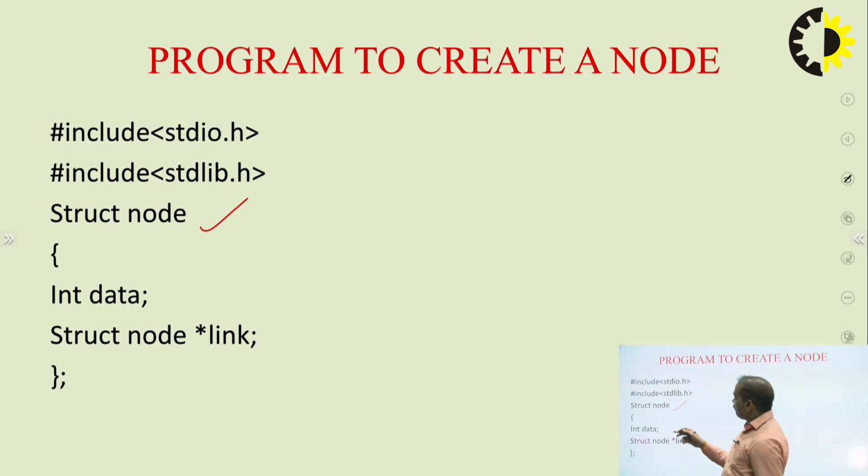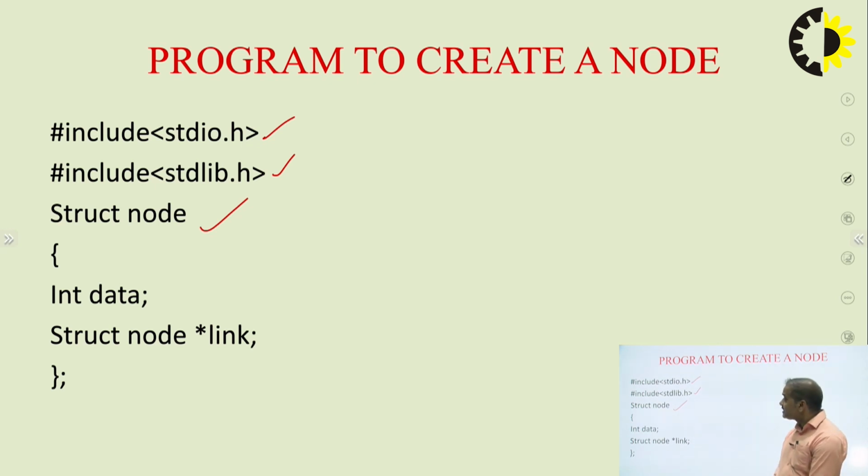Here we have to use two header files. The first header file is stdio.h, that is the standard input output header file, and the second one is stdlib.h. This is the standard library header file which is used for dynamic memory allocation. As we discussed earlier, linked list supports dynamic memory allocation. So we are using here the concept of dynamic memory allocation.